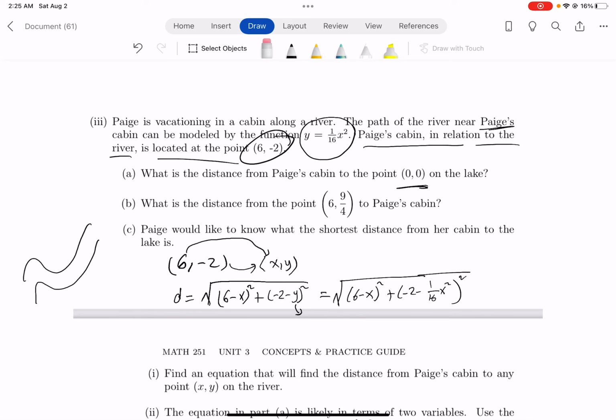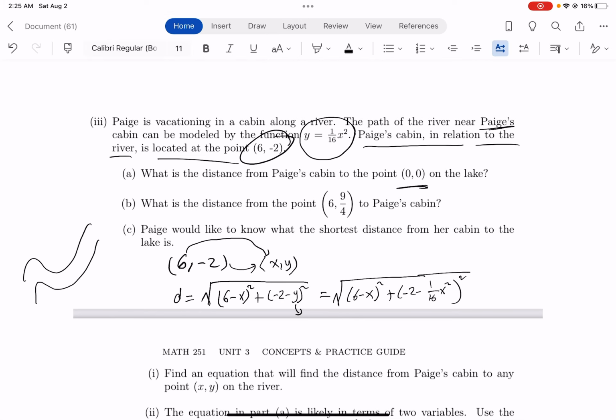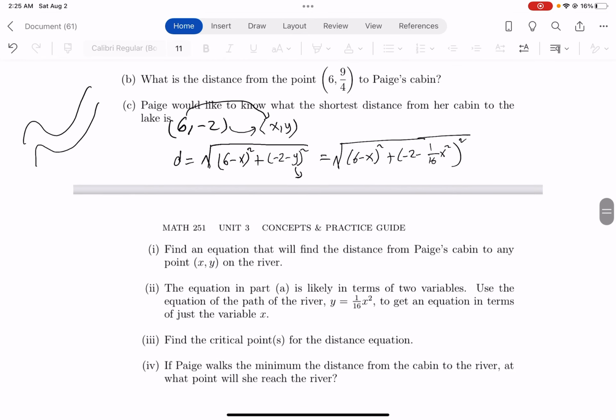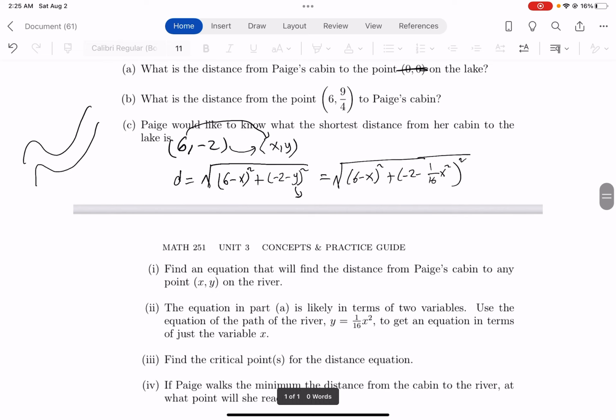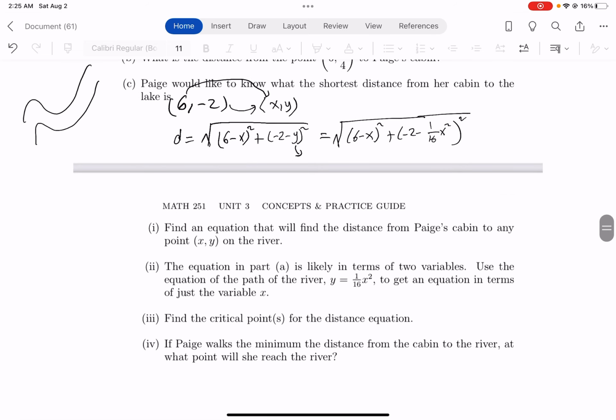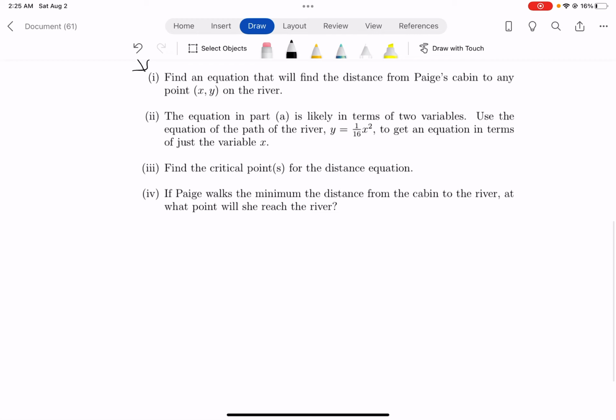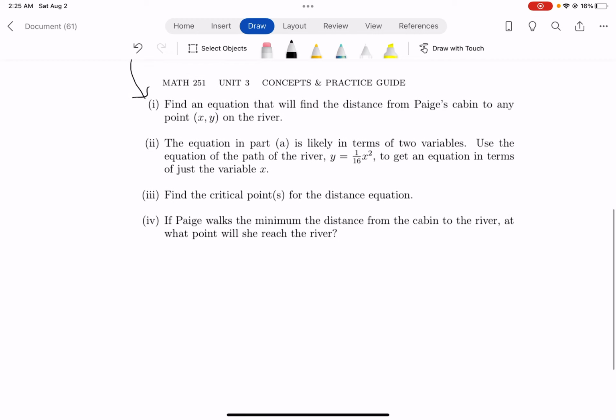Okay, let's look at number 3. This one is a solution for the first one. That's the relationship. The equation in part A is likely in terms of two variables. Use the equation of the path of the river, y equals 1 over 16 x squared, to get an equation in terms of just the x variable. That's fine.